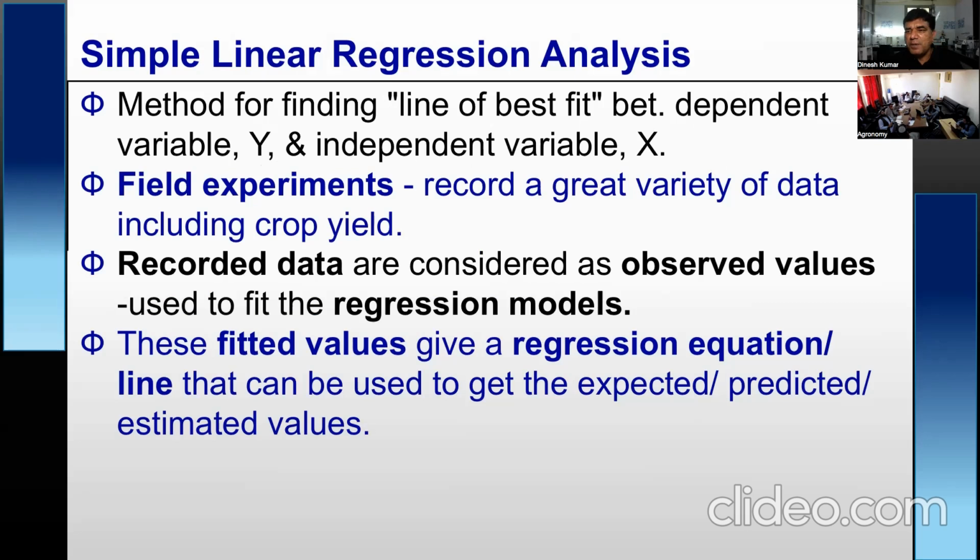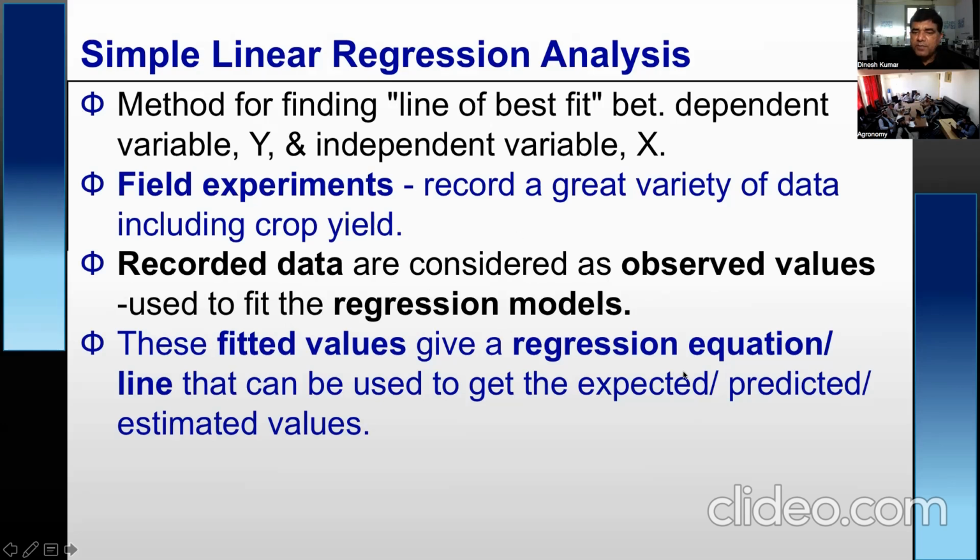So now you see, field experiments are conducted to record the data. Suppose you have wheat, and you have applied fertilizer doses. So you can record the grain yield, and you know the doses of fertilizer you have applied and the yield at different doses. You have noted this down from the field. You have recorded this data. So you have x1, y1, x2, y2, x3, and so on. And then the recorded data are considered as actual data or observed data. This is used to fit the regression models.